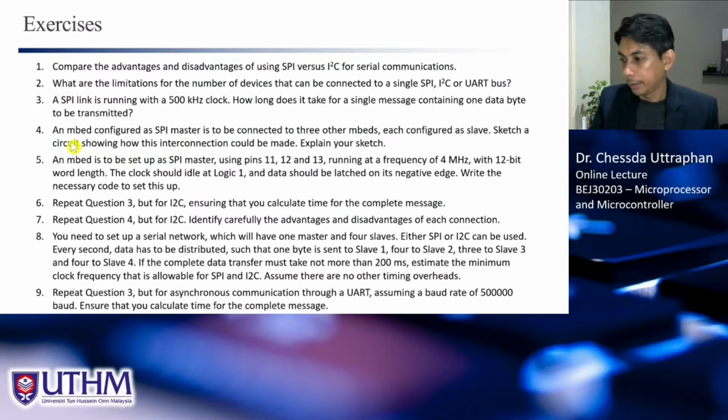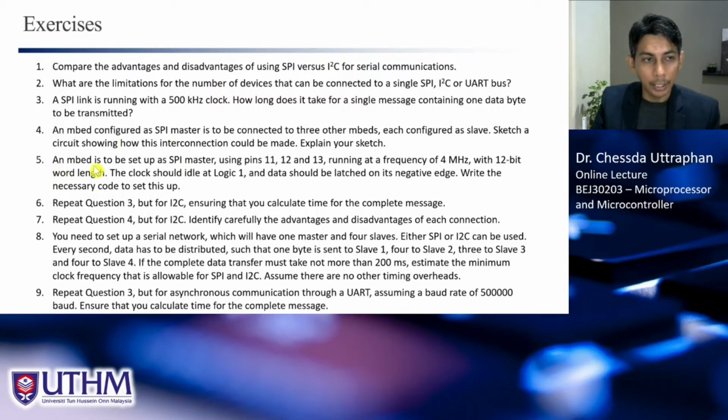Number 4, an embed configuration as SPI master is to be connected to 3 other embeds. It's configured as slave. Sketch the circuit showing how this interconnection could be made. Explain your sketch. So I think this is easy, so you can do this. You just refer back to the note.